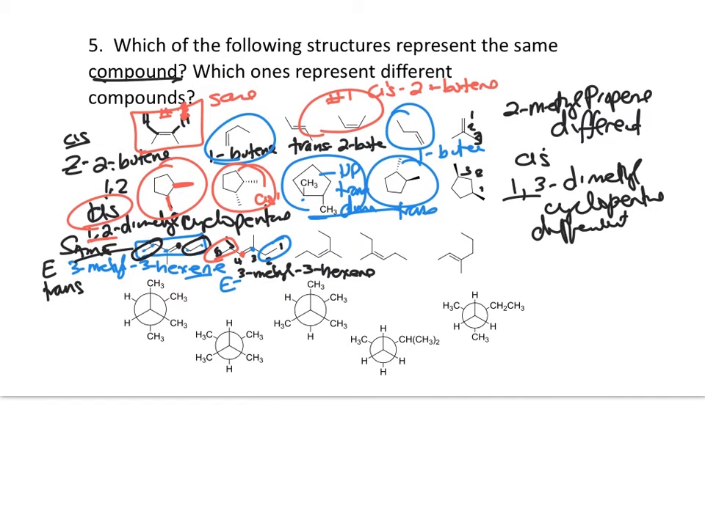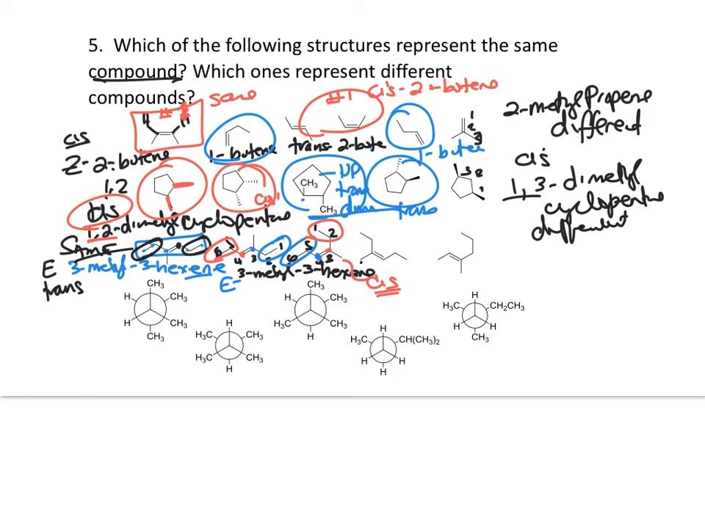The next one here, 1, 2, 3, 4, 5, 6. So we're looking, and you look at the first one here, you have the ethyl on this side, and then you look at the other carbon of the double bond, and the ethyl's on the same side. So this compound is cis.